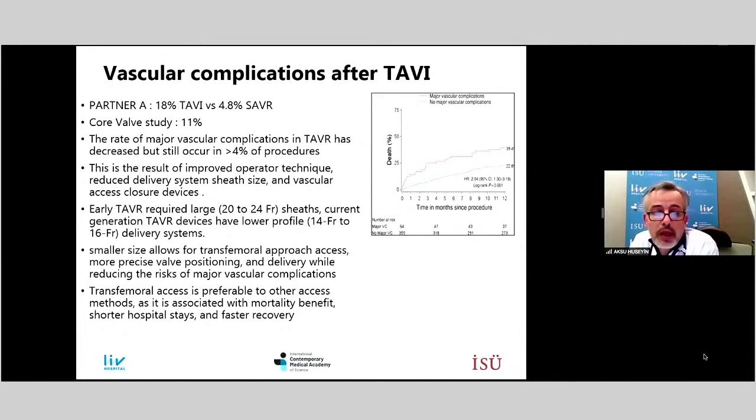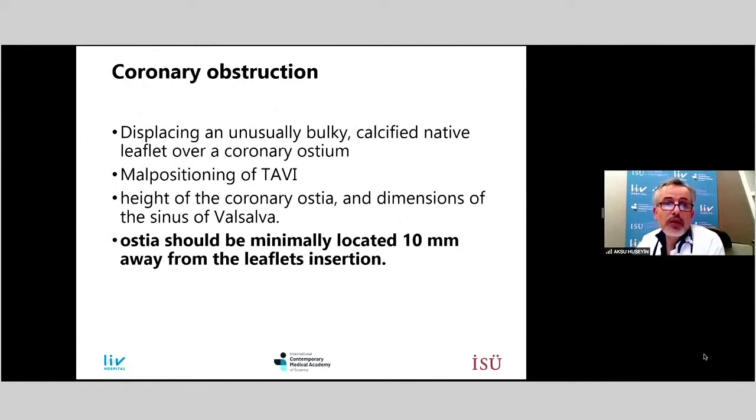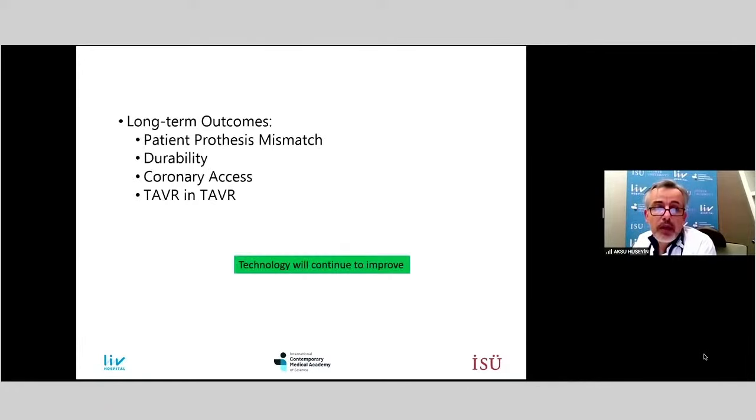Smaller size also allows transfemoral approach access. Это все результаты улучшенной операционной техники. Коронарная обструкция в основном происходит, зависит от анатомии. Осложнение. Высота коронарного устья зависит от и в основном должна быть 10 миллиметров.